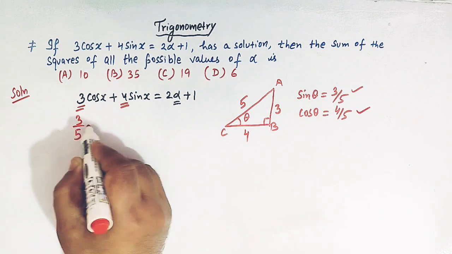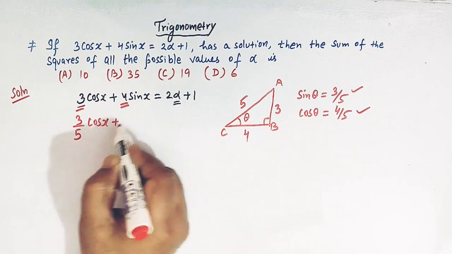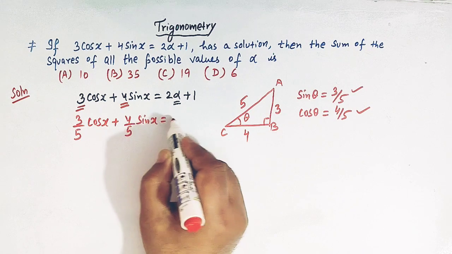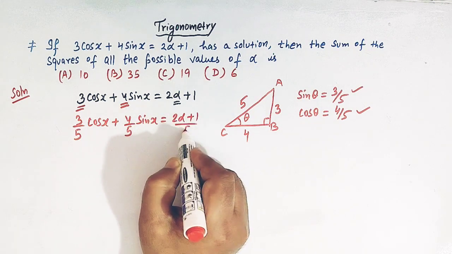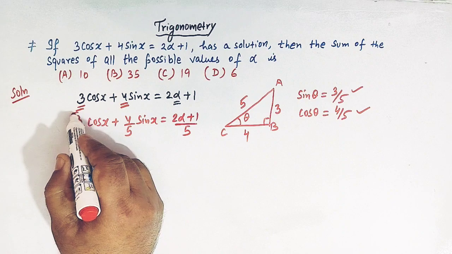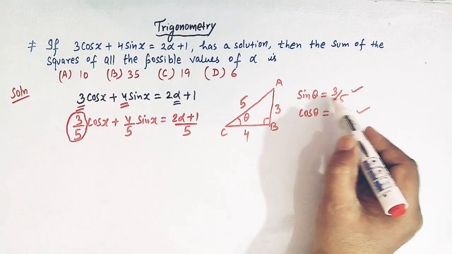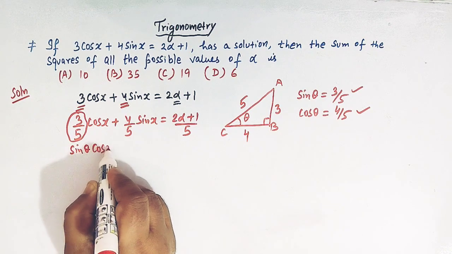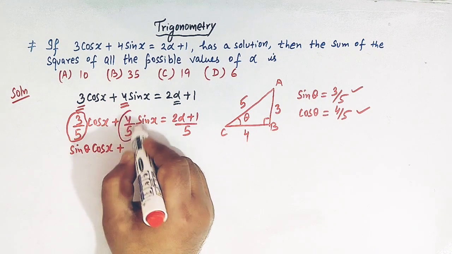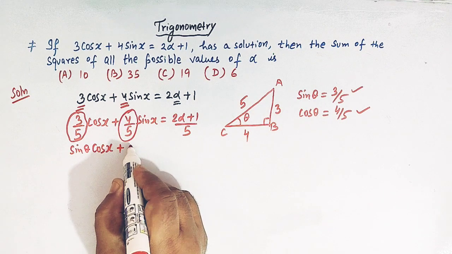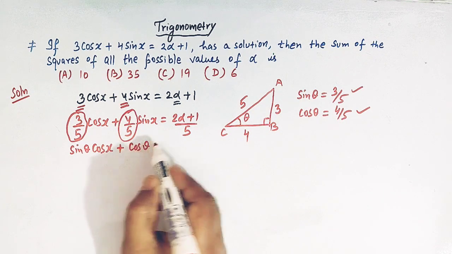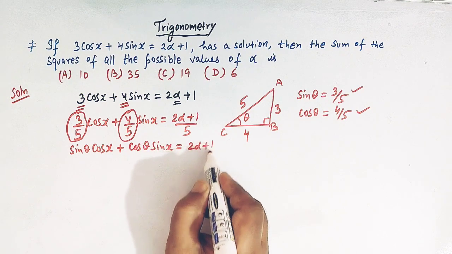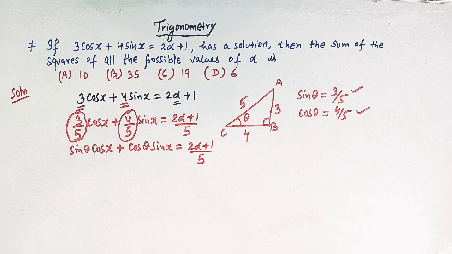So here we have 3 over 5 cos x, and here we have 4 over 5 sine x, and here we have 2 alpha plus 1 over 5. Now we can replace this 3 over 5 by sine theta. So we have sine theta, and here we have cos x, and 4 over 5 can be replaced by cosine theta, and here we have sine x. And this is 2 alpha plus 1 over 5.